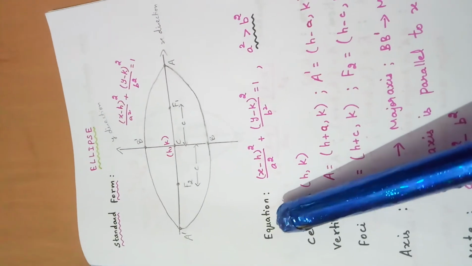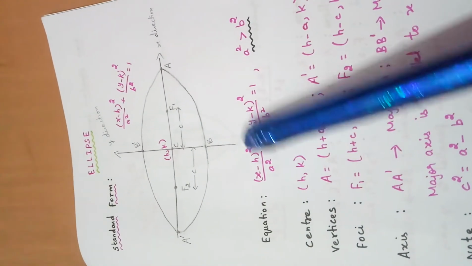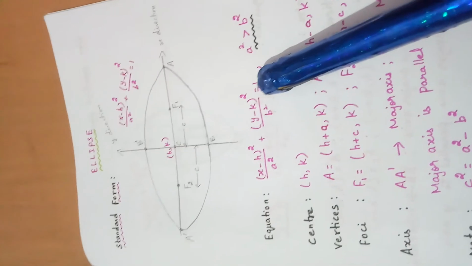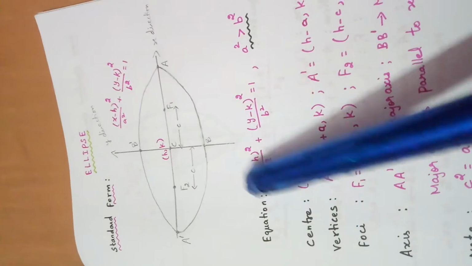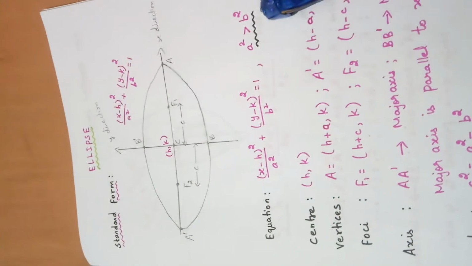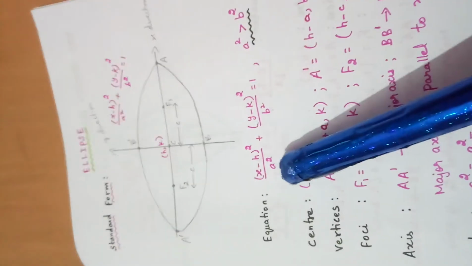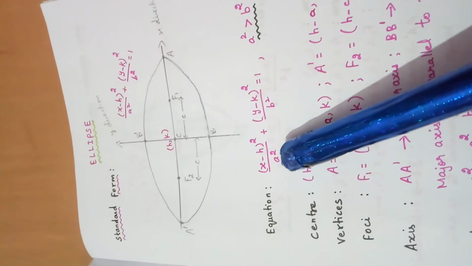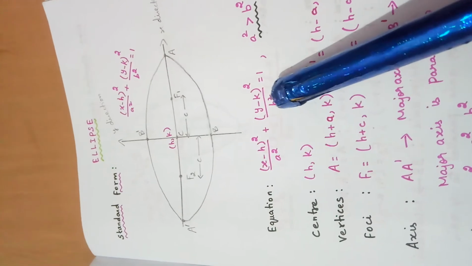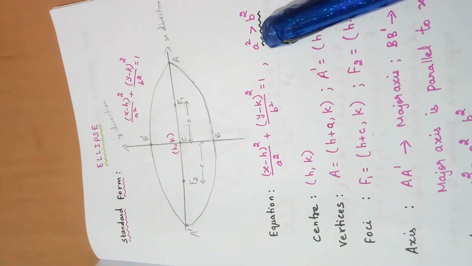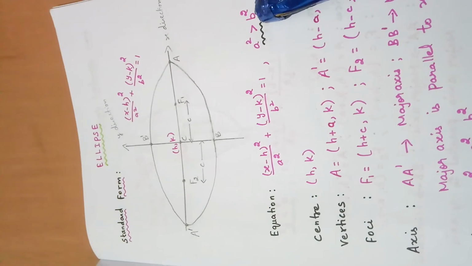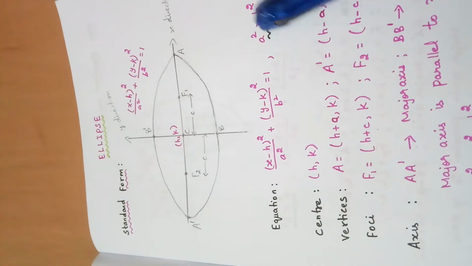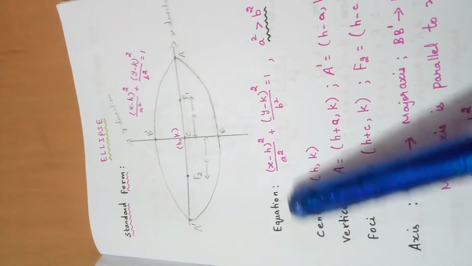First one, equation, this we have already seen. x minus h whole square by a square plus y minus k whole square by b square equal to 1. This is called the general equation of the ellipse, where the condition is that a square will always be greater than b square. In an ellipse, always this number will be more than this number. That is what is given here. a square value will always be greater than b square. Okay, so this is nothing but the formula for the equation of the ellipse.